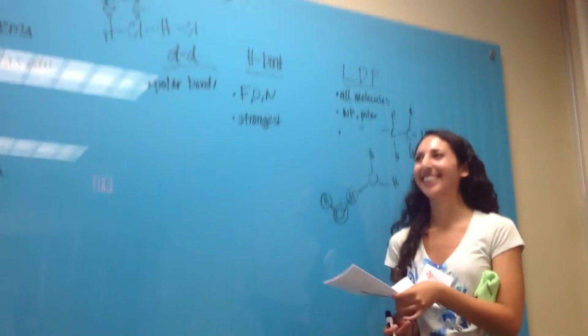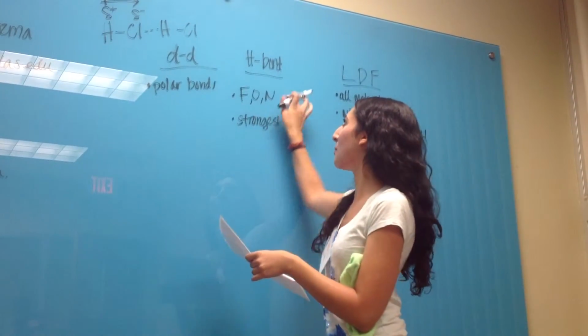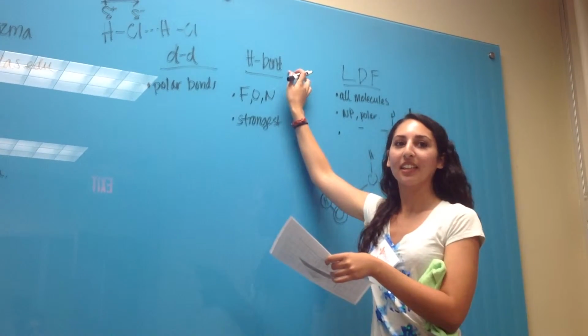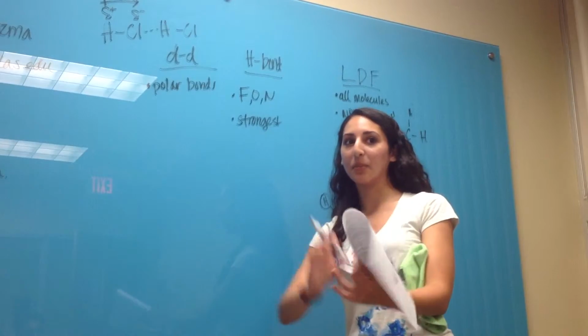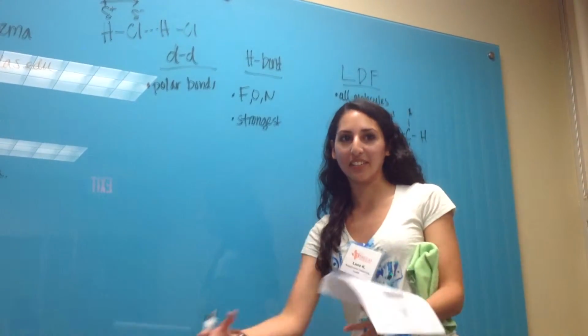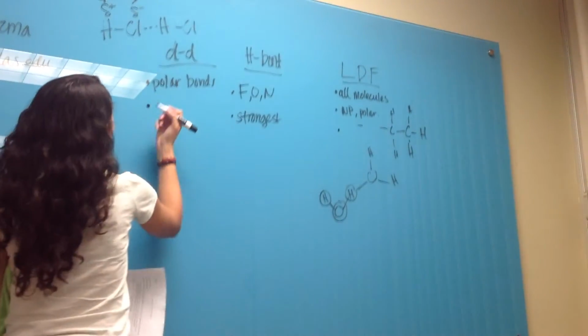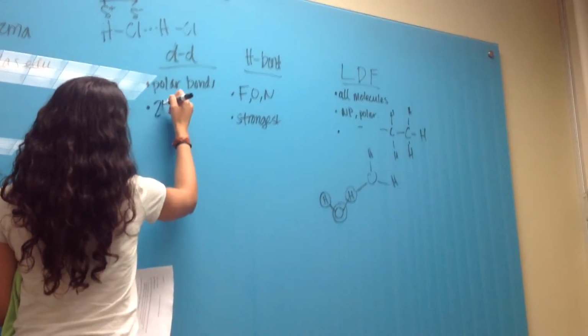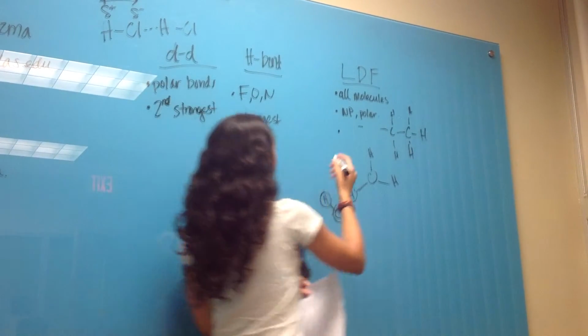So this is a dipole, and this is hydrogen bonding. But this is the strongest, because it's a tiny atom with a very large electronegative atom. So this is the second strongest, and this is the weakest.